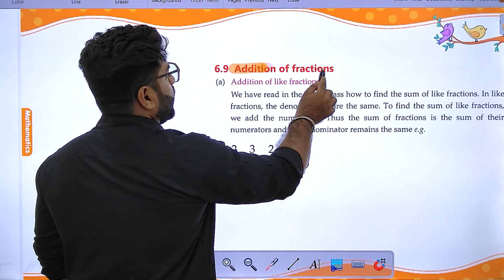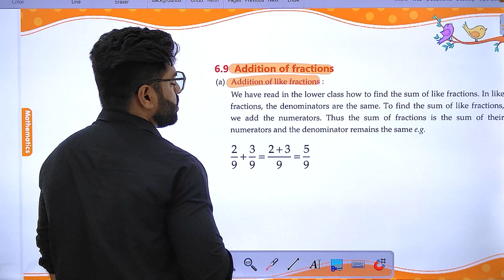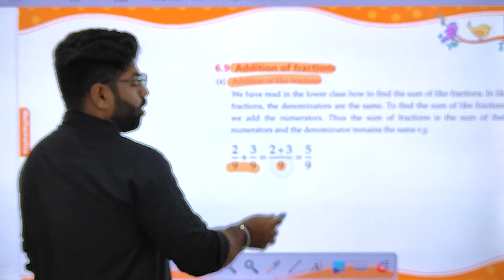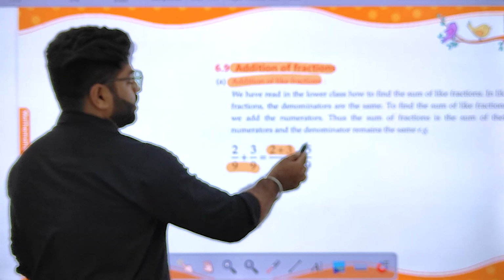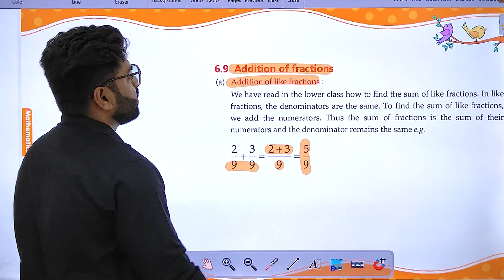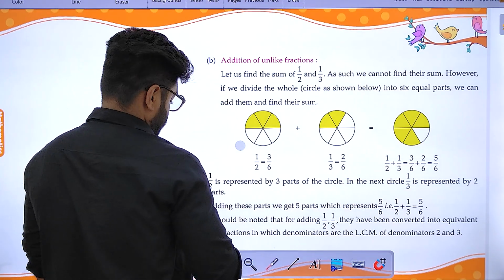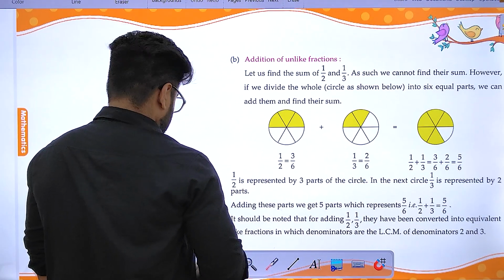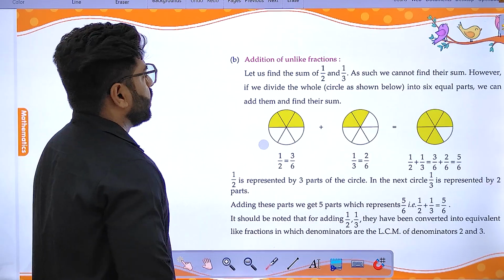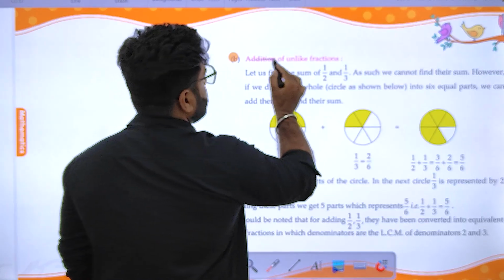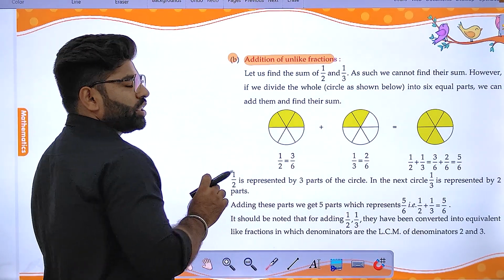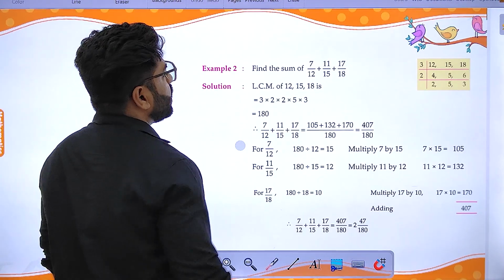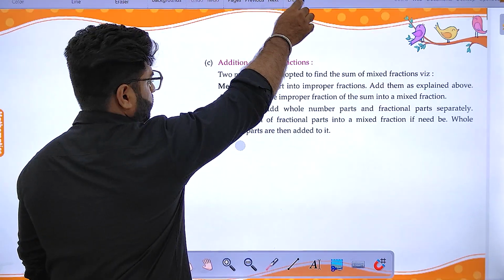Next is addition of fractions, addition of like fractions. If the denominator is the same, then we take the denominator as common and add the numerators. Just like this, we have 5 by 9. Okay, here we have B, addition of unlike fractions. You have to change them into like fractions first, then solve them. And how are we going to change them into like fractions? By taking the LCM.